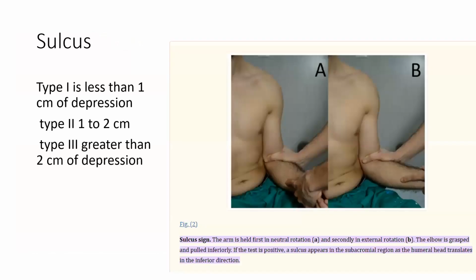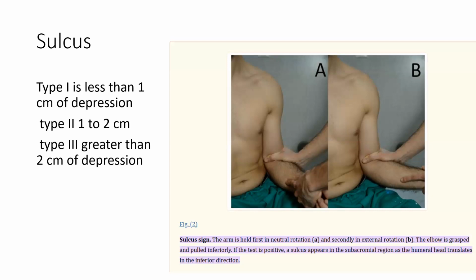Next are the laxity tests. First is the sulcus sign. This is a test for generalized laxity, and it is performed in two positions: one in neutral rotation and the other in external rotation. In neutral rotation, the patient's arm is adducted and we pull the arm down, giving an axial force downwards, and look for a sulcus that develops between the lateral edge of the acromion and the humeral head.